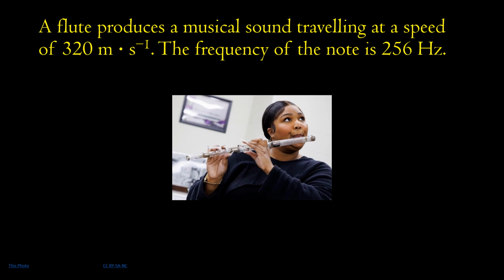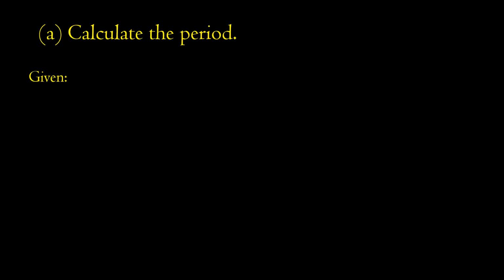As they are blowing through the flute and sound is created, it is said that the sound wave travels at a speed of 320 meters per second, and that the frequency of the note that is played is 256 Hz. So question A requires us to calculate the period. We are given that the frequency F is 256 Hz, and we have to find the period T, and that must be in seconds.